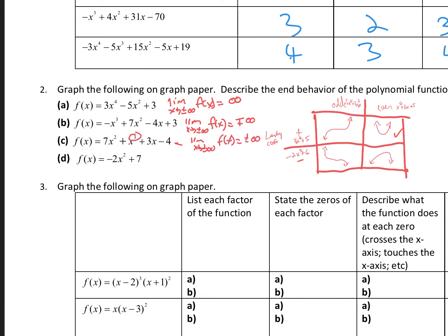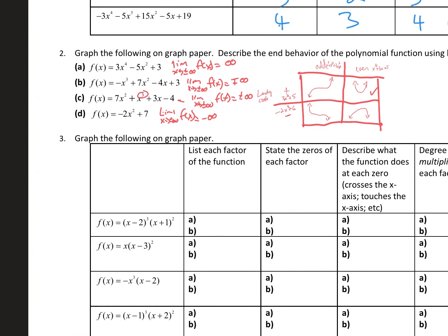If it's negative, it goes to negative, and if it's positive, it goes to positive. The last one's negative even, so that's the limit as x approaches negative infinity, f of x equals negative infinity. So in both cases, plus or minus infinity, the y value goes downwards towards negative infinity.